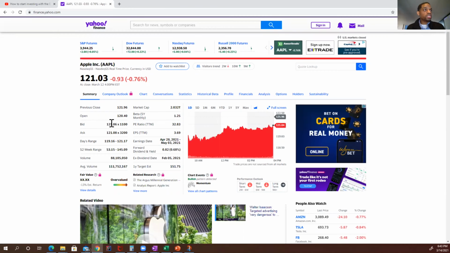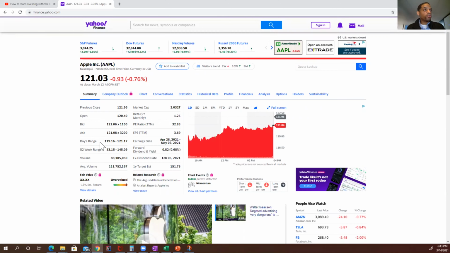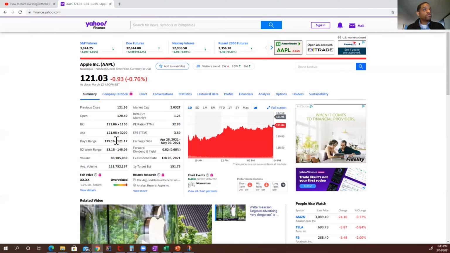And this one is the bid price and the ask price. We won't get into that right now, but here you have the day's range. So this 119 to 121 shows you that for the day, Apple moved between these two prices.